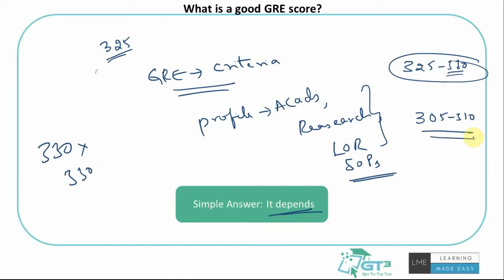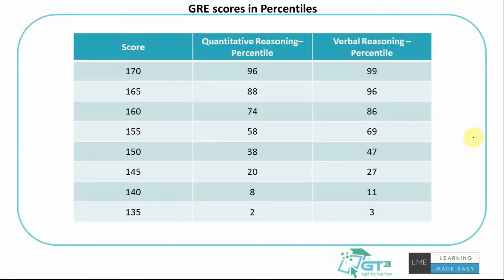So at least a 305, 310 is a target that I would count as a good score. Just to give an absolute sense, let's look at the percentiles. These are the scores and the percentile. What do I mean by percentile? If you do not know that, if there are 100 people who have taken an exam, the topper would have scored 99 percentile. That means 99 people out of 100 have scored less than this person.